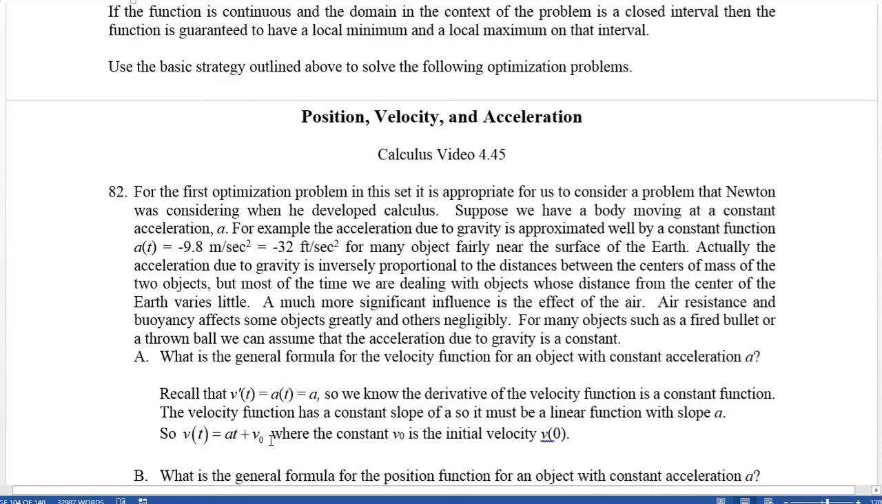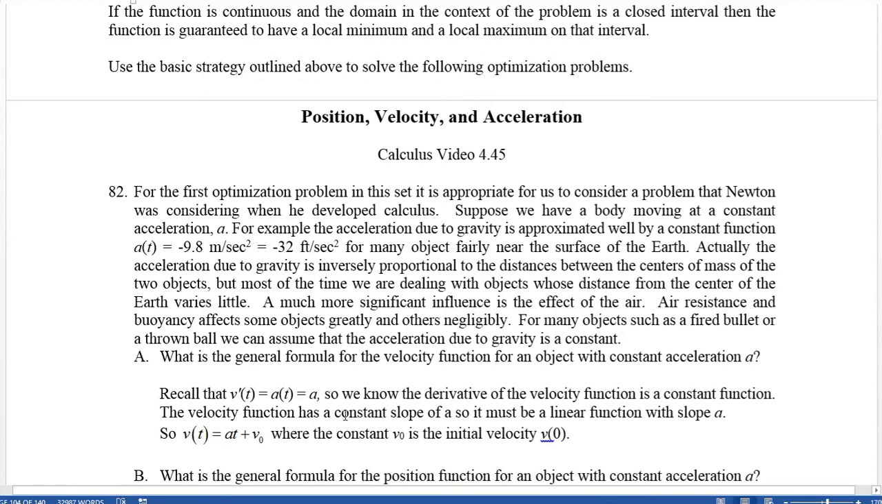We're going to call that constant v sub 0 because v sub 0 is v of 0. If you plug in t equals 0, a times 0 is 0, plus v sub 0 is v sub 0. So v sub 0 is v of 0, the initial velocity. Okay, now what's a general formula for the position function for an object with a constant acceleration? Notice what we had to do here is I gave you the derivative and you had to find the original function v. So what we were doing was finding an antiderivative.